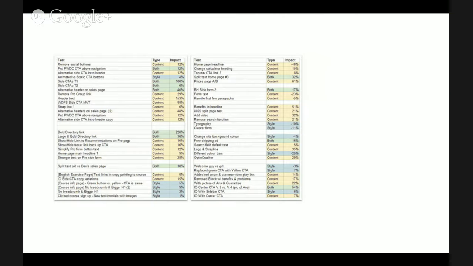You may not be able to read the detail on this. It doesn't matter particularly. But what I did was I took about 50 split test experiments that I'd run over a period of maybe 18 months. These are from lots of different clients, and some of them from my own sites. And then what I decided to do was to categorize those tests. Was I testing a style change, or a content change, or a content and style change?